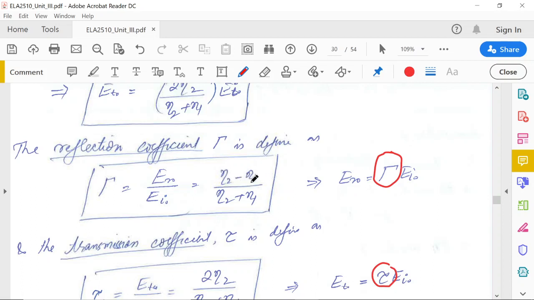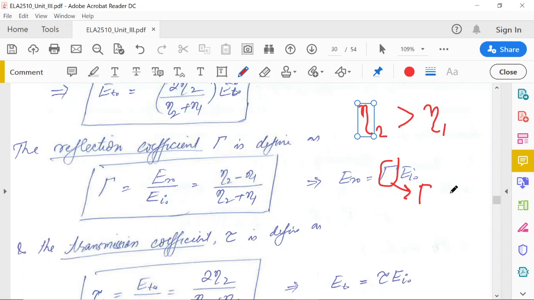Now, in this case, when they are real, a special case is when eta 2 is larger than eta 1. What will happen? If they are real and eta 2 is greater than eta 1, then gamma will be positive. So it means ERO and EI will have the same phase, and the magnitude will be reduced depending upon the value of this gamma.